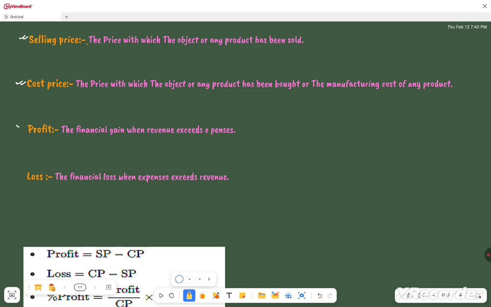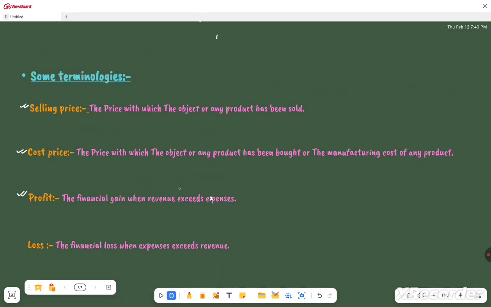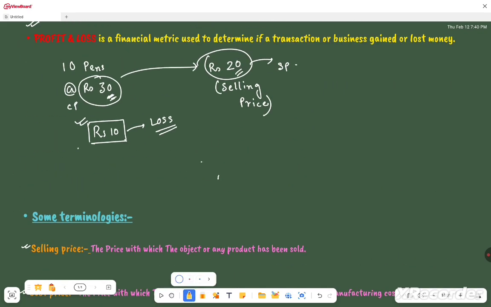Now what is profit? Profit means the financial gain when the revenue exceeds the expense. Here in this example, we are buying the pen at rupees 30. That means this is the expense, the investment that I have done in this business. Now if I am selling this pen at rupees 40, this is the revenue that I have generated after selling this.